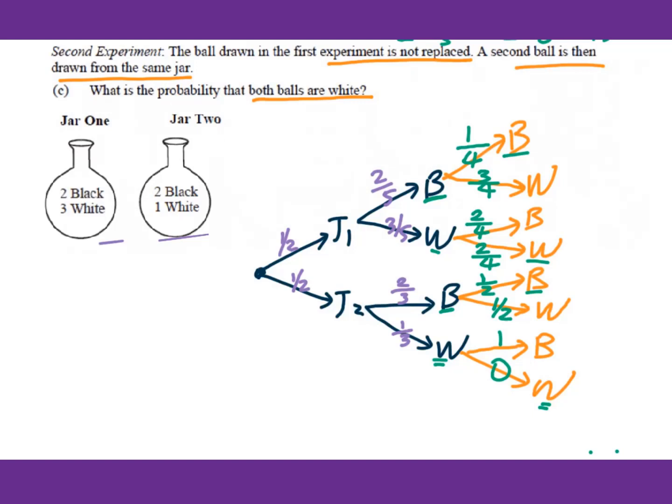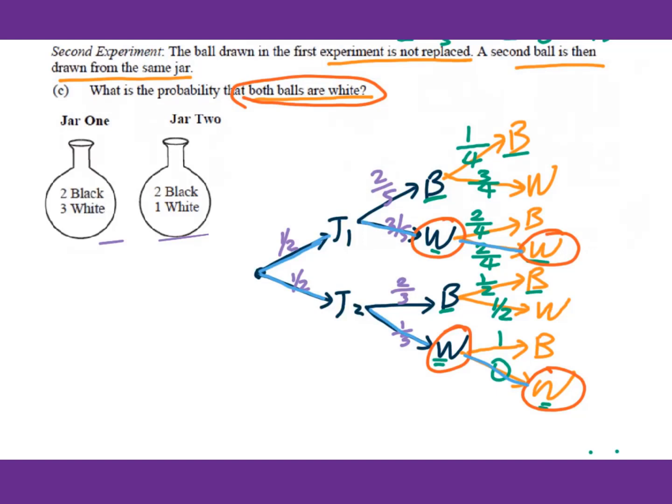What's the probability both balls are white? So we choose 2 white. White, white here. White, white. How do we go to this white from the very beginning? You will see from here, then you go here, go here. This is one line. Another line is from here, go here, then go here. If it's the same line, you have to do multiplication.